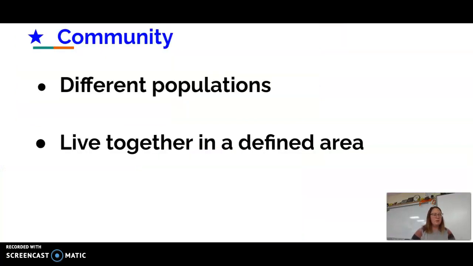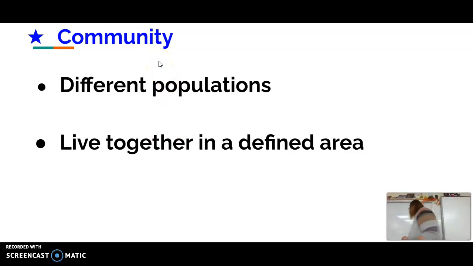Next, we have a community. So a community is different populations that live in a defined area. So one thing, I'm going to turn my computer, we'll go this way. And I want to show you something on the board here.